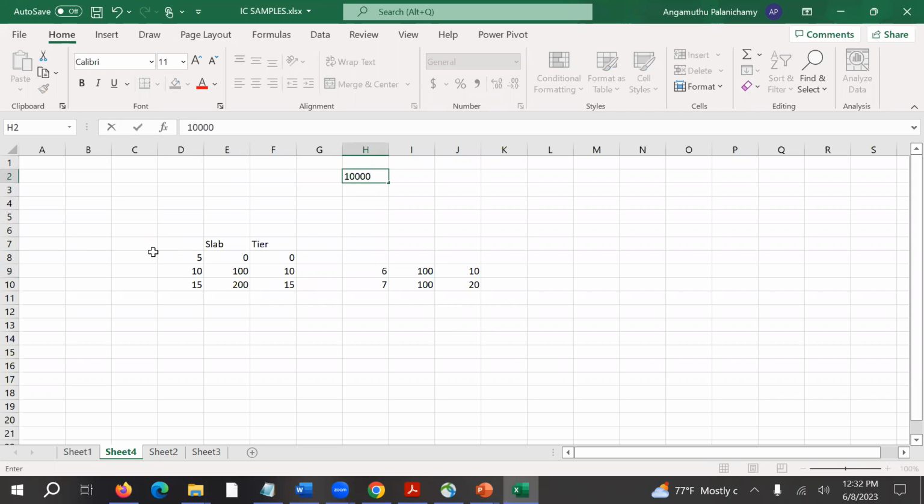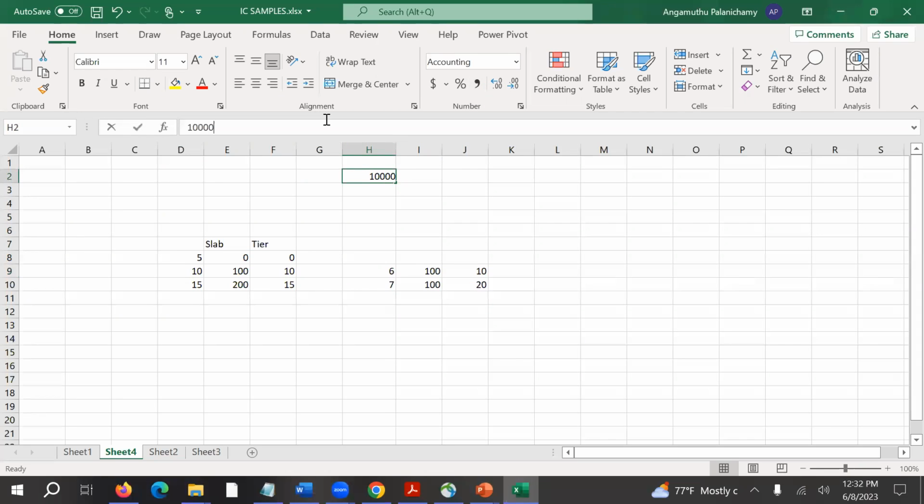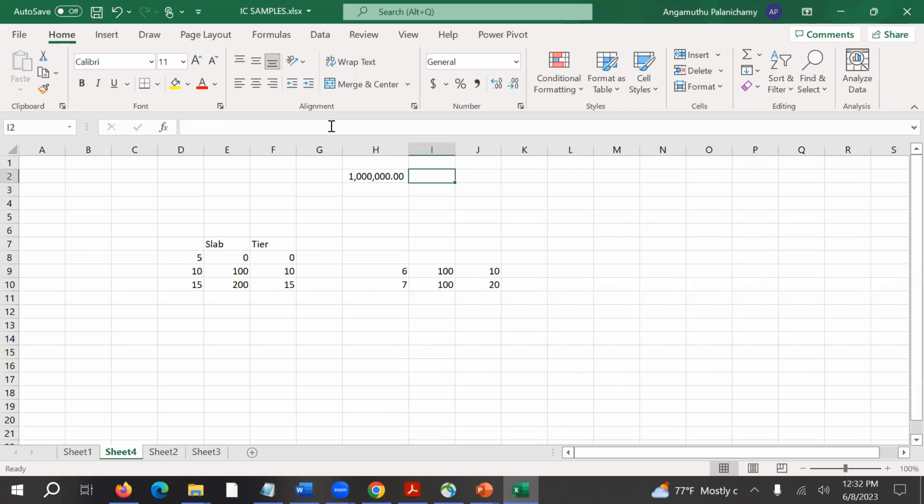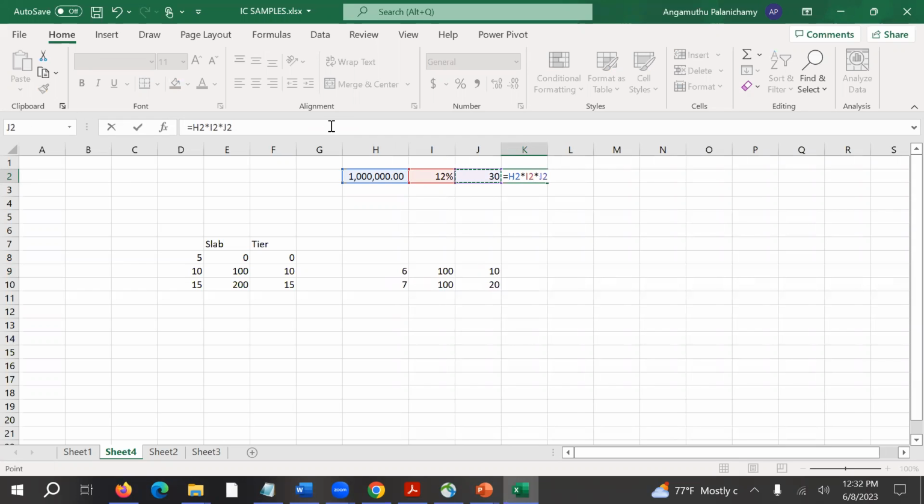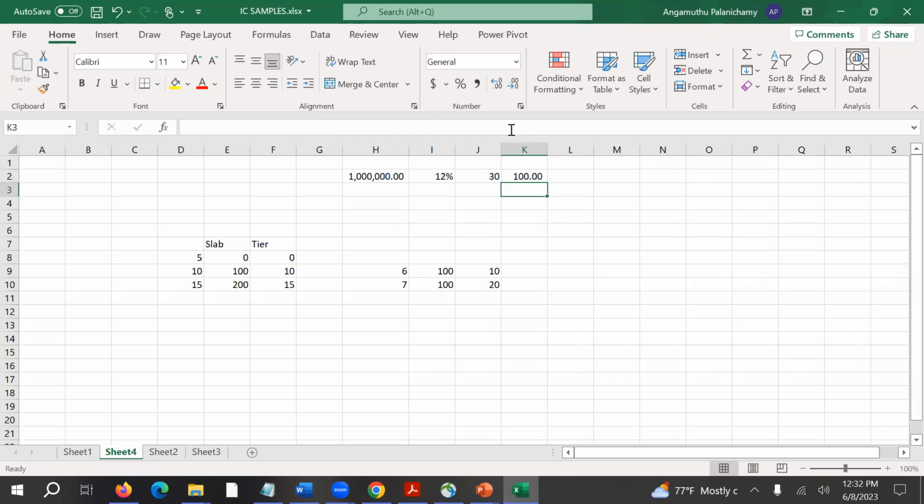Let's say you kept a balance of 10,000, or let us keep some more amount for testing. So 12% is the rate of interest, and you are keeping it for 30 days. As per the simple interest formula, P R N, and since the rate is for 360 days, I'm calculating like this. So 100 is the interest that I have to pay at the 30th day.